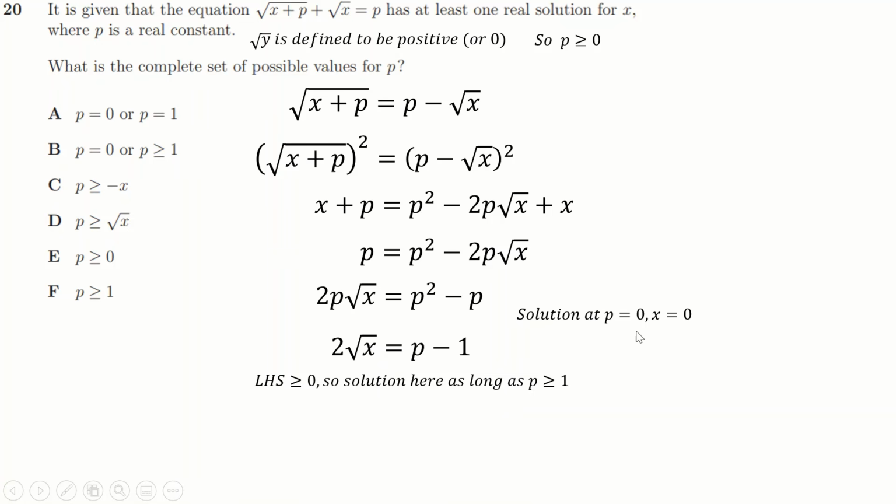find a solution. So I have a solution at p is 0, where x is 0, and I also have a solution for any value where p is greater or equal to 1. And that will be my answer. And that's the entire paper.